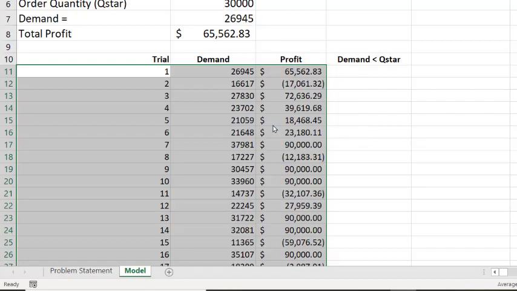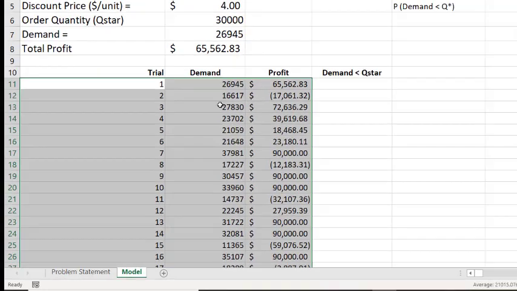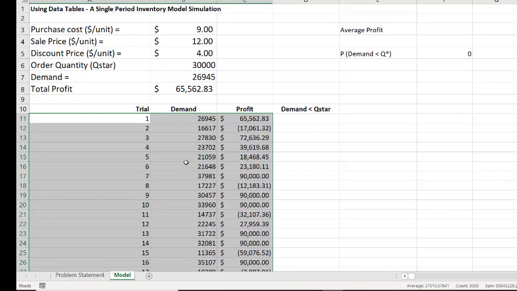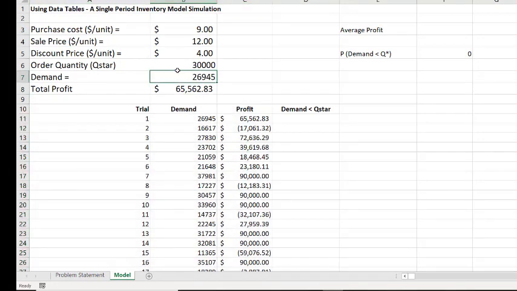And notice what happens is that the data table command generates a whole bunch of demand values probabilistically for different random numbers, and for each one it calculates the total profit.